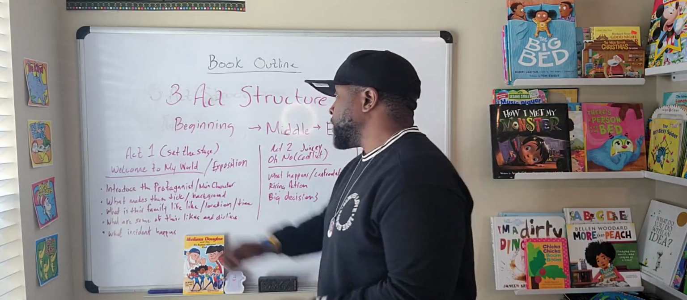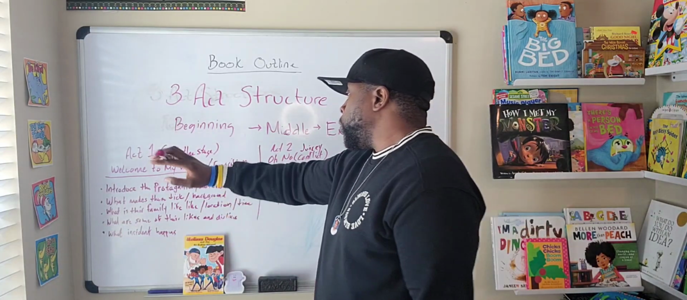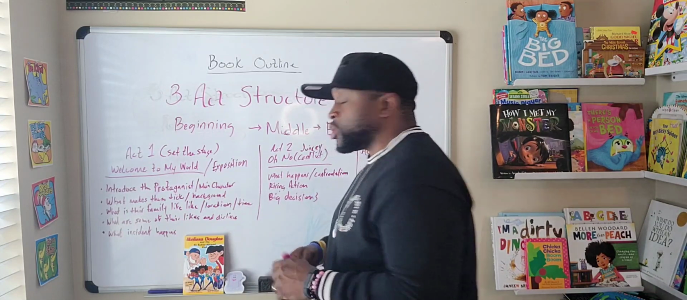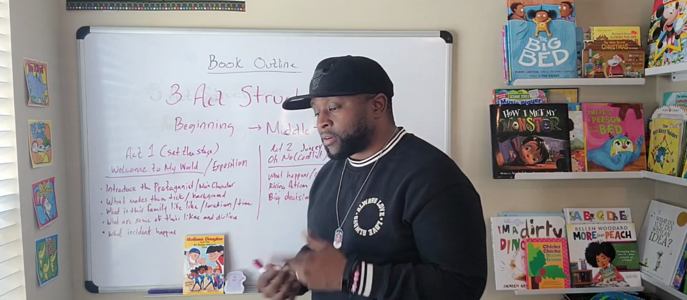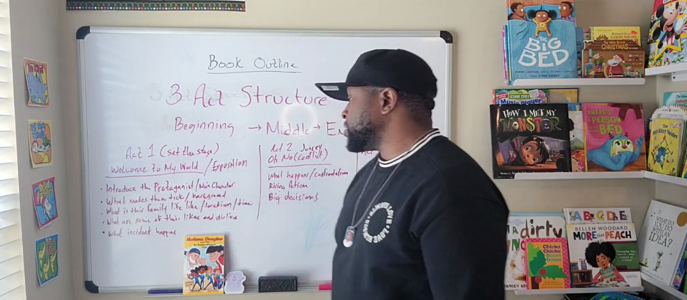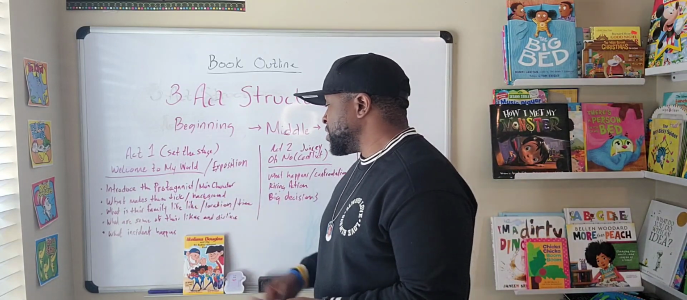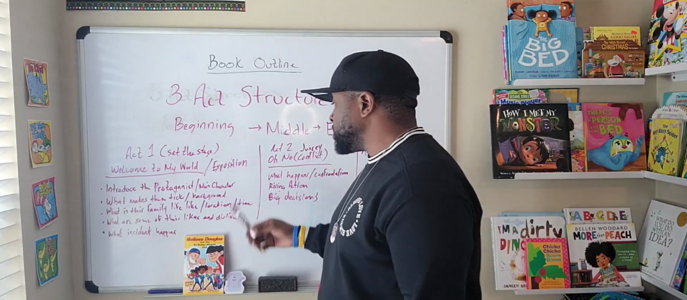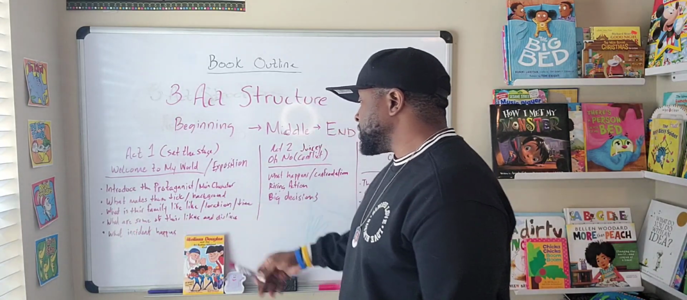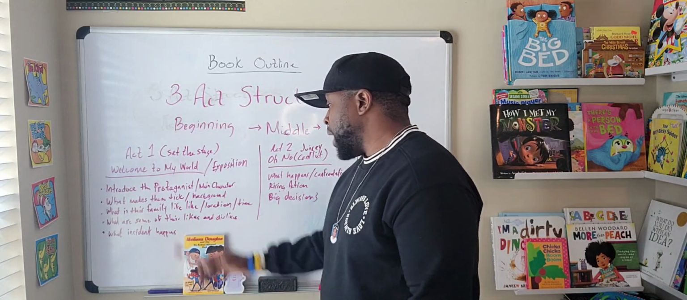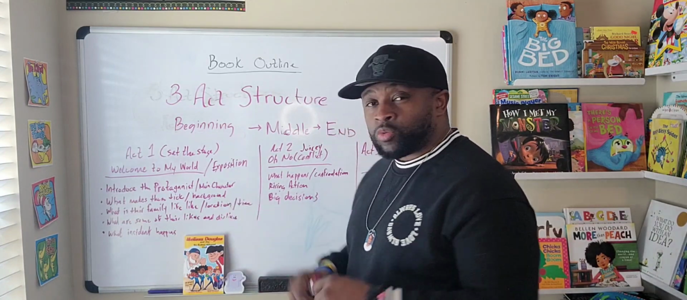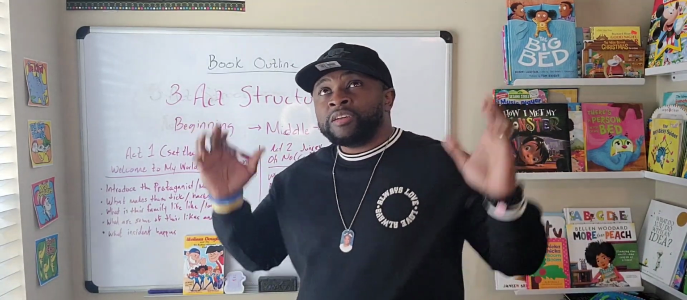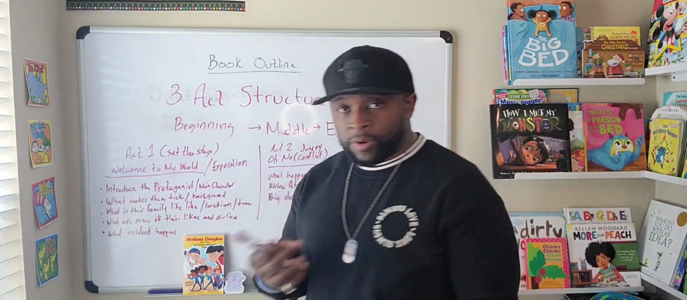But let's jump right into it with Act 1. It sets the stage. Welcome to my world, right? The exposition of this whole first part of the book. So you want to allow people to know who the character is. You want to introduce your protagonist, your main character, what makes them tick, their background, what their family life is like, the location, the time, what some of their likes and dislikes are, what incident happens. These are the things that you want to build. You want to turn that character into almost a 3-dimensional character where people can actually feel or see that character, put themselves in that person's shoes.